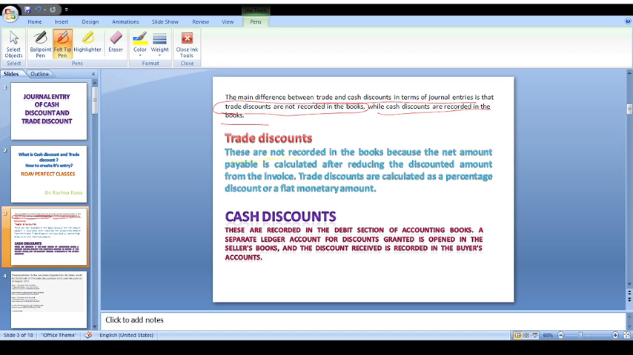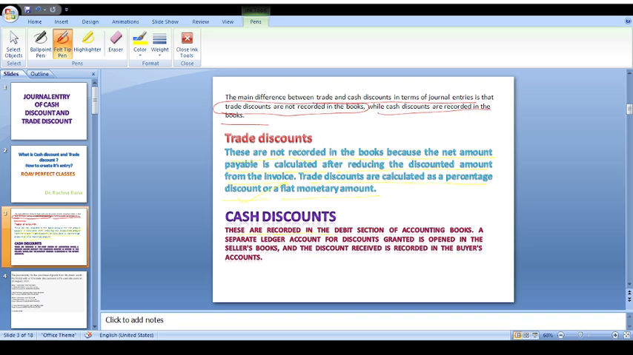These are not recorded in the books because the net amount which is payable is calculated after reducing the discounted amount from the invoice, and trade discounts are calculated as a percentage discount or flat monetary amount. Second, cash discount.